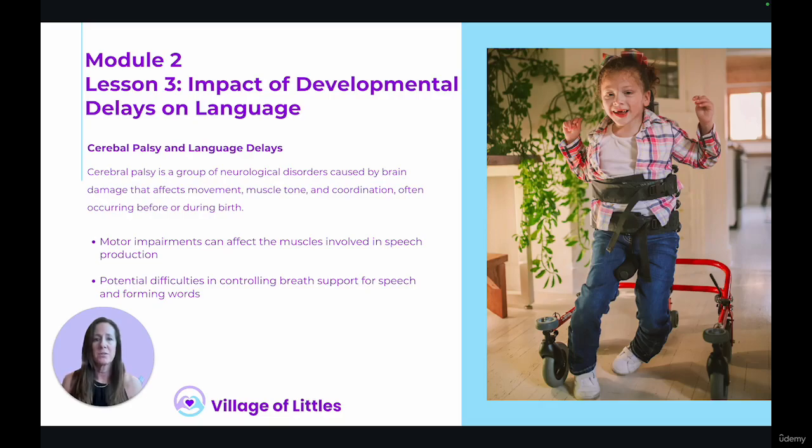Cerebral palsy is a group of neurological disorders caused by brain damage that affects movement, muscle tone, and coordination, often occurring before or during birth. Kids with cerebral palsy may have motor impairments that affect the muscles involved in speech production, making it hard to control breath support and form words. They can also struggle with motor planning, which is the ability to coordinate the movements needed to speak clearly.